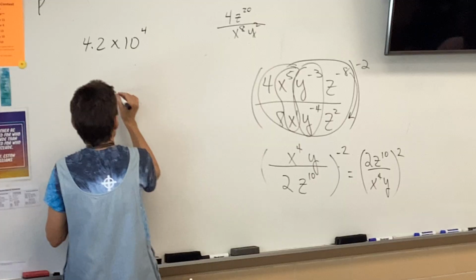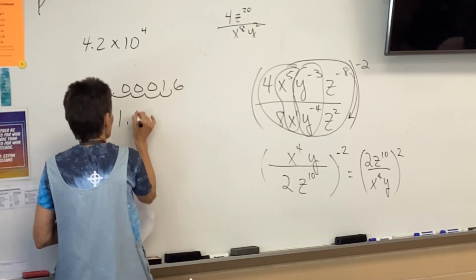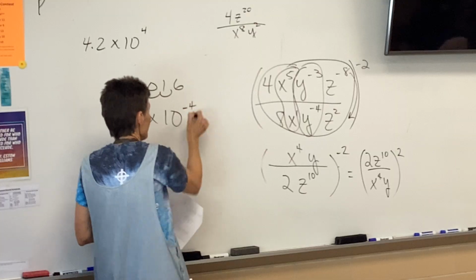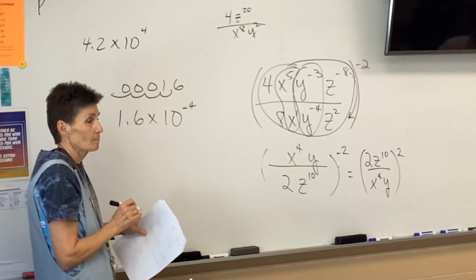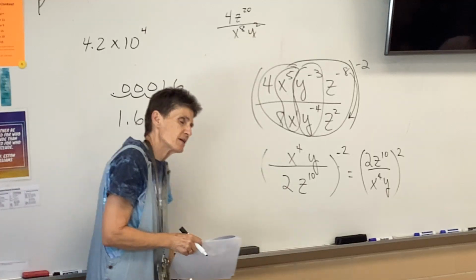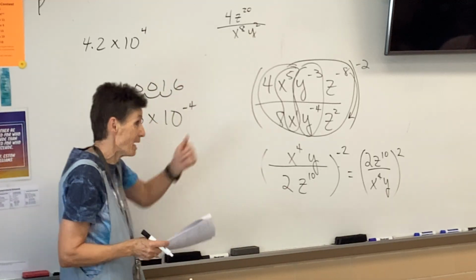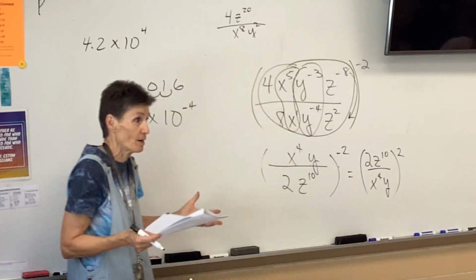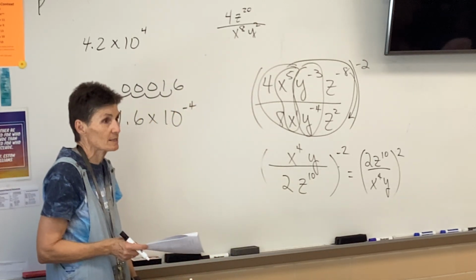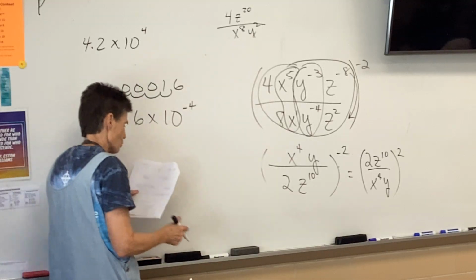0.00016. What would that be? 1, 2, 3, 4. 1.6 times 10 to the negative 4th. Somebody said earlier today, Christopher, how do you know if the exponent's positive or negative? Just remember that big numbers have positive exponents and little numbers are going to have negative exponents every time. Okay, now this next one.